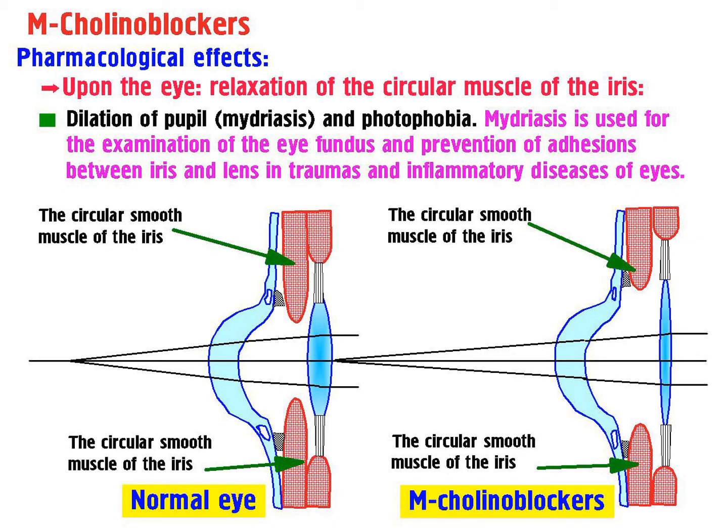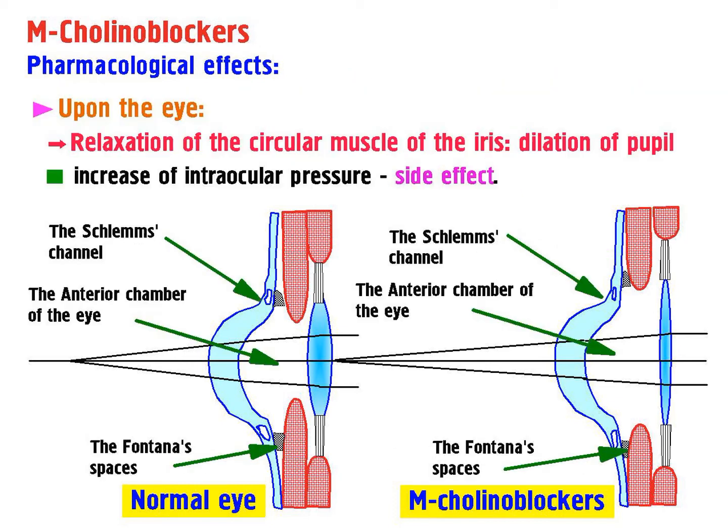Effects of M-cholinoblockers in the eye. Due to the relaxation of the circular muscle of the iris, we may observe dilation of the pupil or mydriasis. This effect is used for the examination of the eye fundus and in some cases for the prevention of adhesion between the iris and the lens in different inflammatory disorders of the eye.